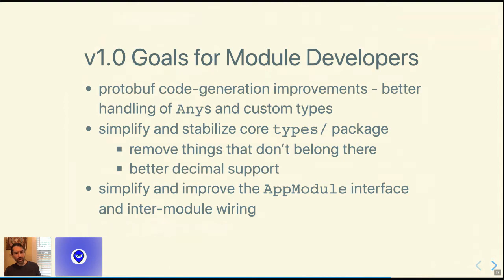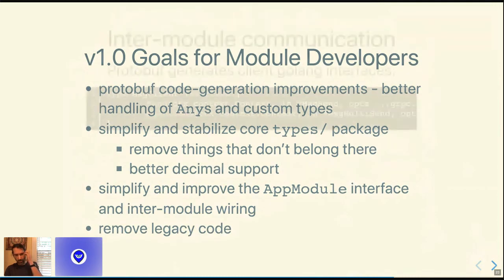I'll say a bit more about this intermodule wiring in a bit, but we have some interesting ideas based on the Stargate work about how we can improve the way modules talk to each other. And we think this could dramatically simplify app.go. I'll get into that in a minute. And then the other thing is we want to remove a lot of the legacy code, which is already deprecated, just so that there's not cruft hanging around that we don't want to be supporting anymore.